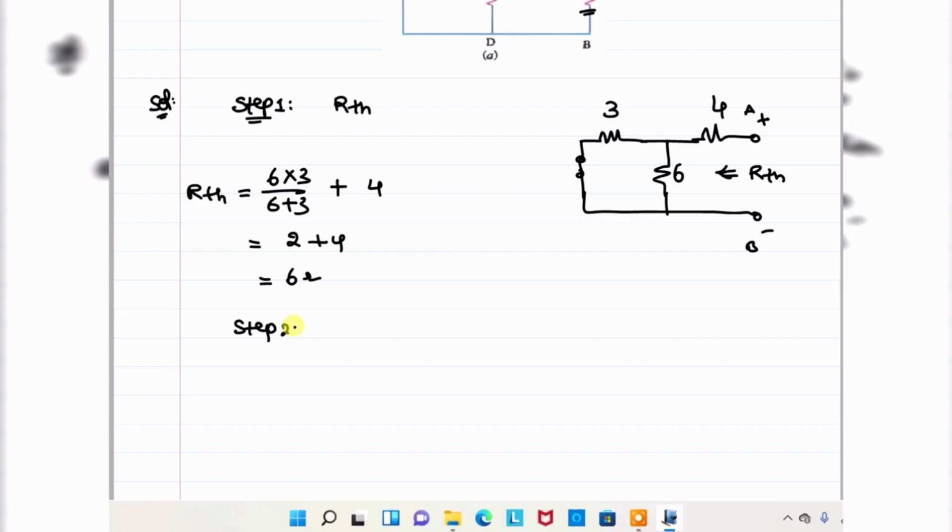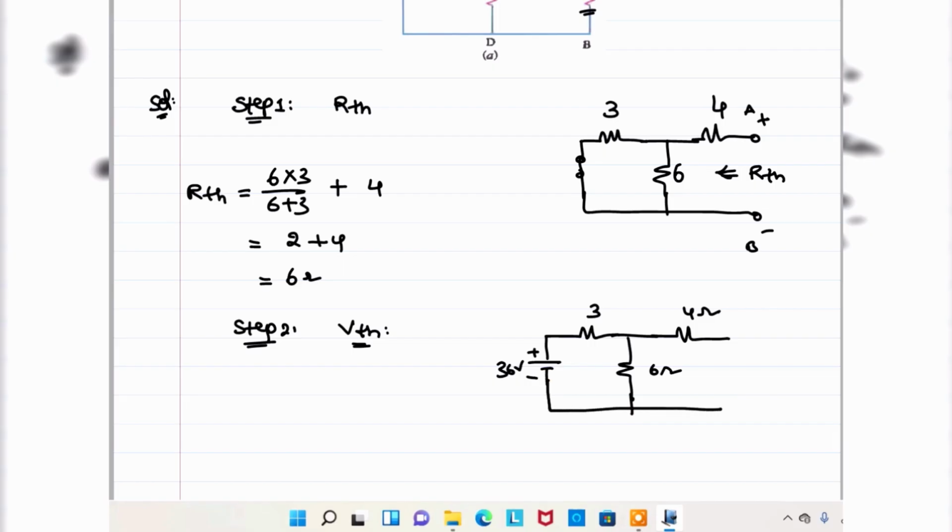Next, step 2. What is step 2? VTH, right? To find out the VTH, draw the circuit diagram again with the presence of the voltage source, that may be 36 volt, here 3 ohms, here also 6 ohm, and 4 ohm. These terminals are still open circuited.